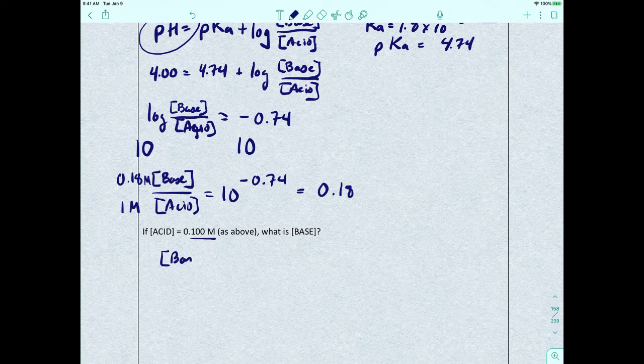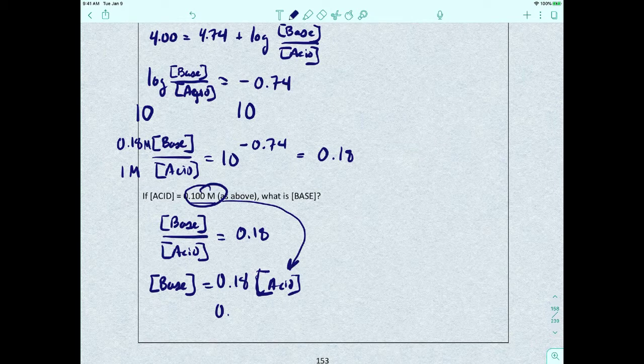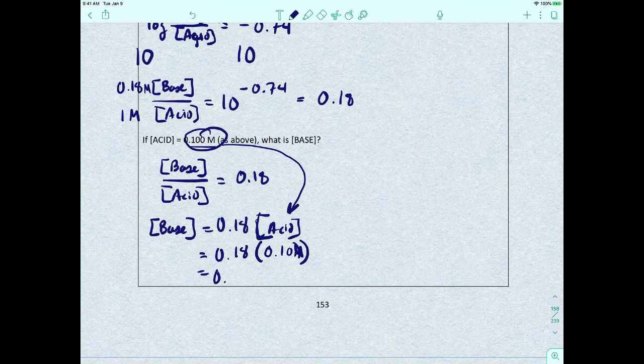All right. So here's what we got. The concentration of base over the concentration of the acid is equal to 0.18. If we need to get the base by itself, I multiply both sides by the concentration of acid, so 0.18 times the concentration of the acid. Now, if I know that concentration of the acid is 0.1 molar, 0.18 times 0.1 molar, the concentration of base should come out to be 0.018 molar. So that's kind of nice. If you know one, you can figure out the other one.